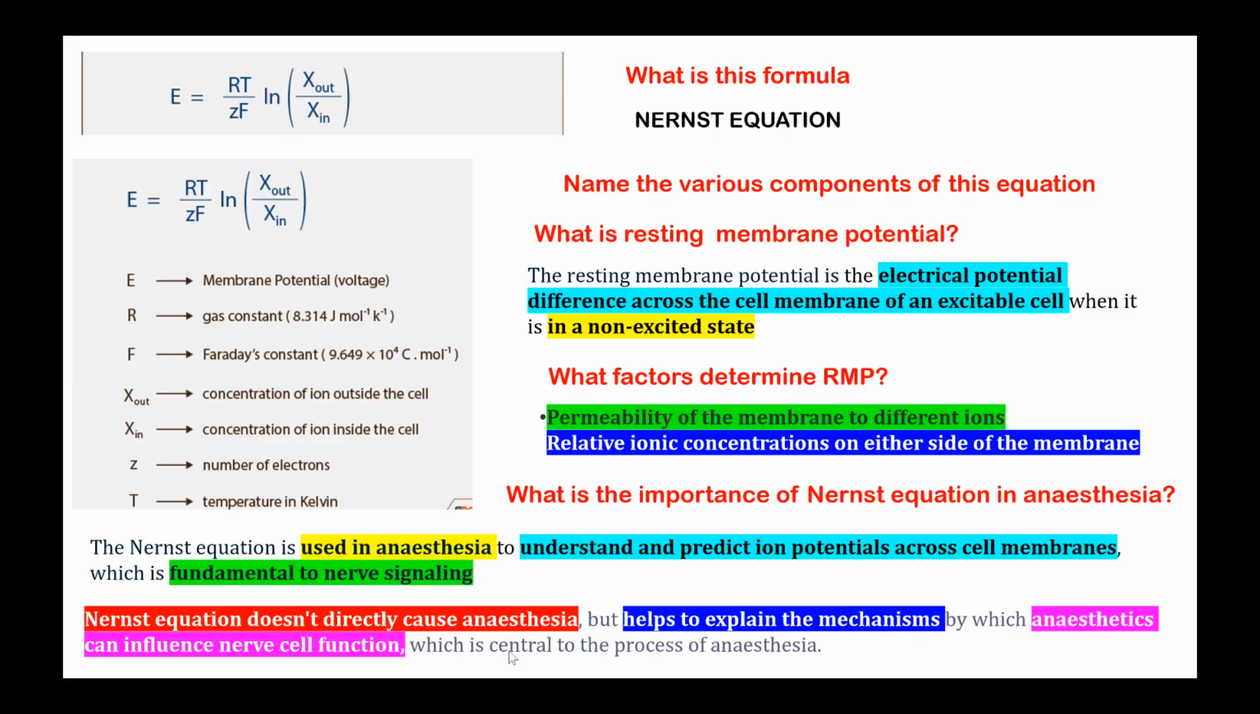Okay? So how sodium enters, how potassium extrudes, how the resting membrane potential becomes threshold potential, then excitation potential, then how it is restored back. How does the depolarization happen? How does the repolarization happen? All these things are based on this.